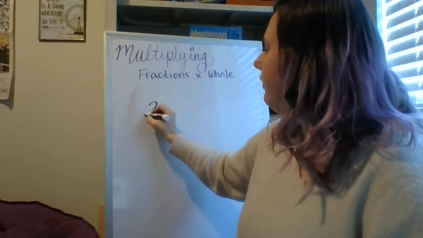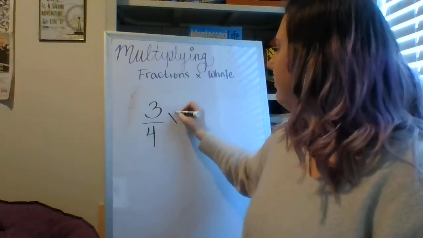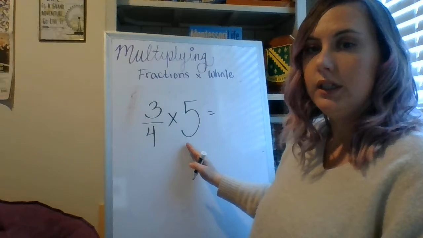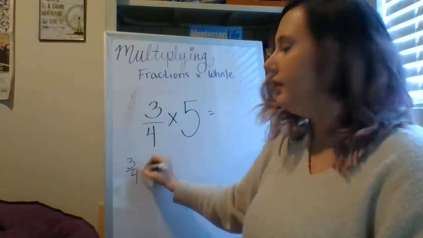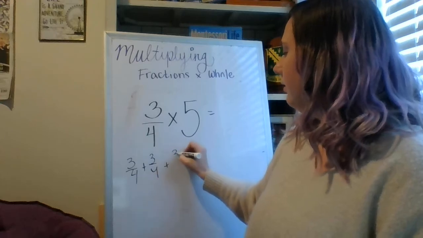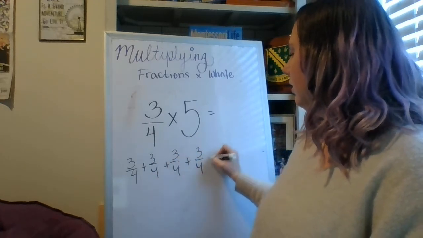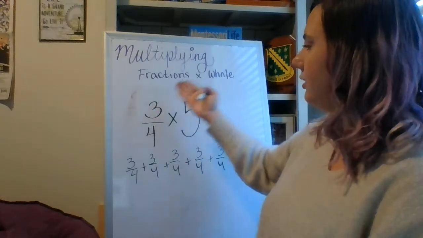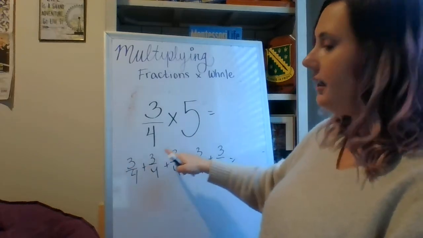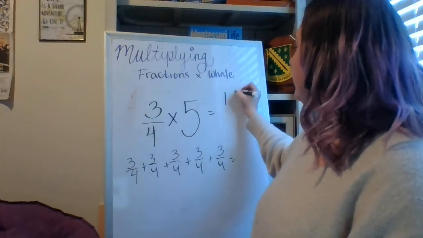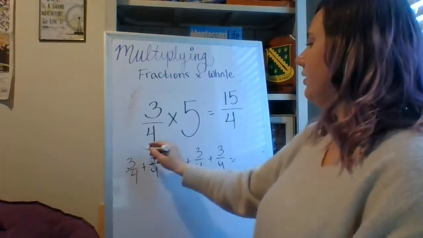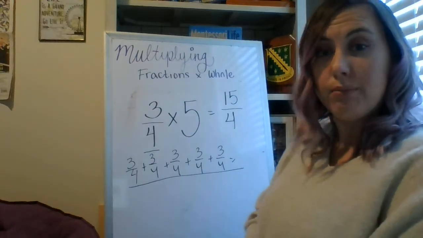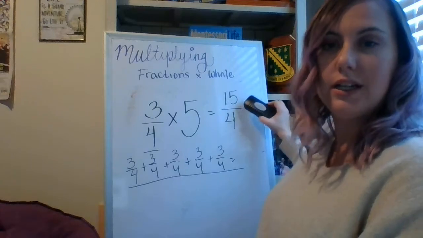Let's do 3/4 times 5. Fraction times whole. Remember, 3/4 times 5 is simply 3/4 5 times. You can write it out if you need help, or you can simply multiply. 3 times 5, right? 3, 6, 9, 12, 15. Our answer is 15/4. We always stay in the same family, the family of 4. 15/4 is an improper fraction because the numerator is more than the denominator.